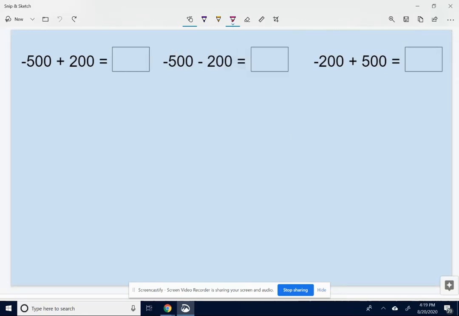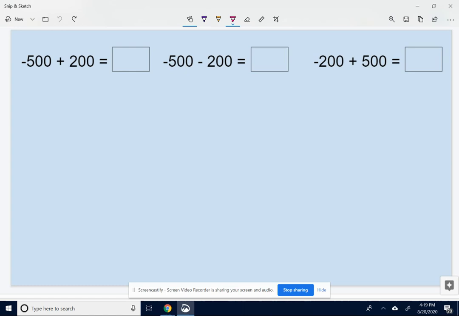Okay, let's look at these three problems and think about what it would look like with the charges, but we don't want to really drag 500 charges and 200 charges to do these. Let's just think about it. You may like this way of visualizing addition and subtraction better than the number line. I personally do, but it's just a personal preference.